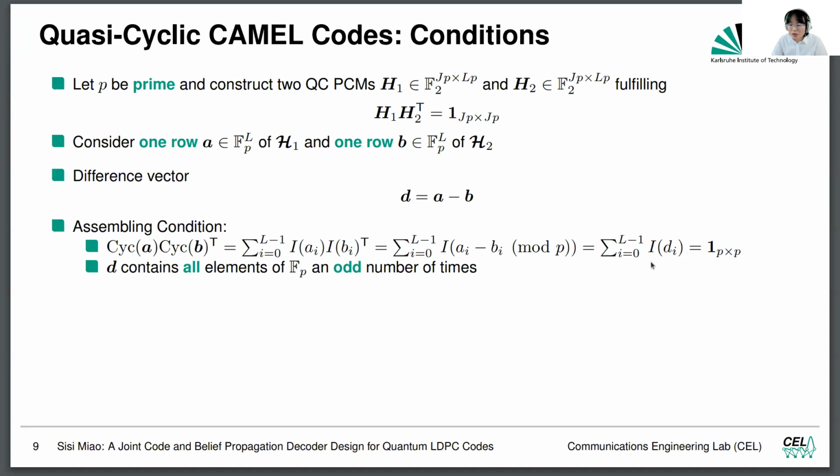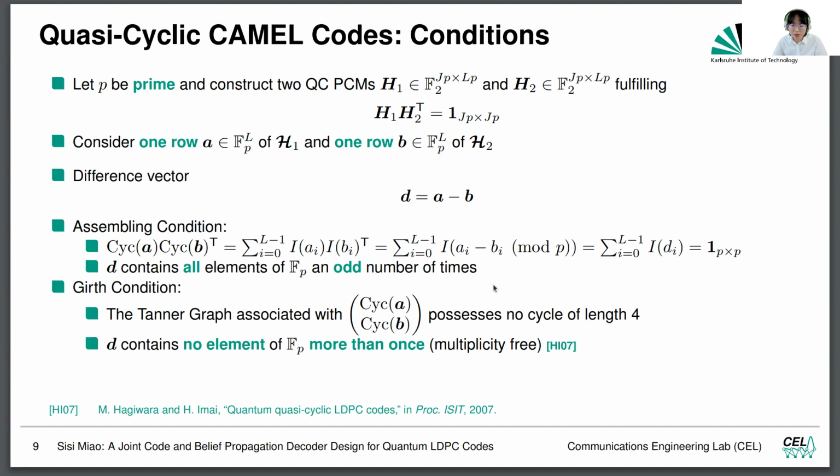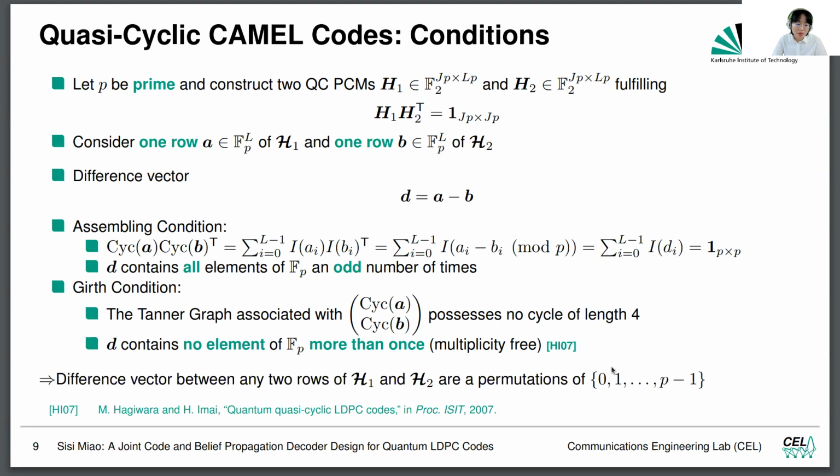Then we realize that this is the addition of different cyclic permutation matrices, and we know that CPMs are either completely identical or disjoint. So if we want to have the all-one matrix as a summation of different CPMs, we just have to have d_i cover all the possible values from 0 to p minus 1. So it means that D contains all elements of F_p an odd number of times. Then we also have a girth condition, where we want the Tanner graph of S prime to have girth at least 6. For this we can just use the conclusion from the work by Hagiwara, which means that D has to contain no element of F_p more than once. Together, we can summarize that the difference vector between any two rows of the base matrices H1 and H2 needs to be a permutation of 0 to p minus 1.